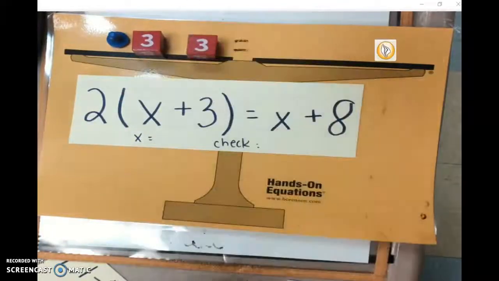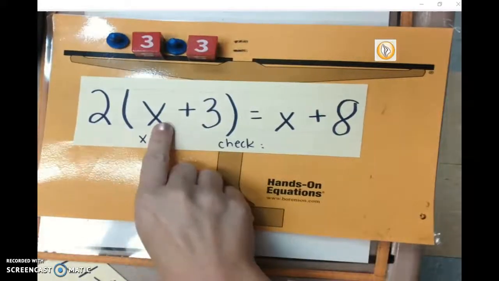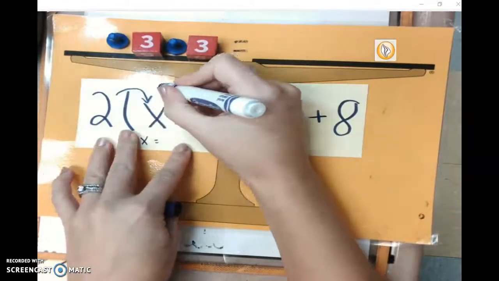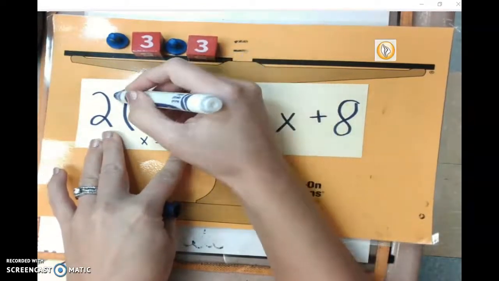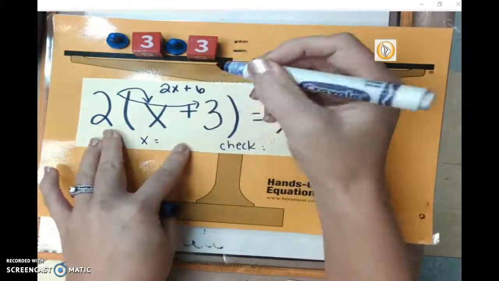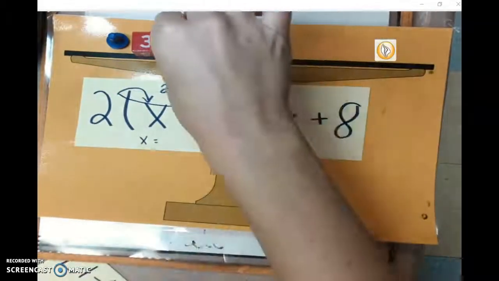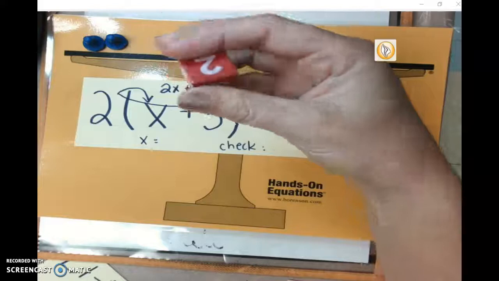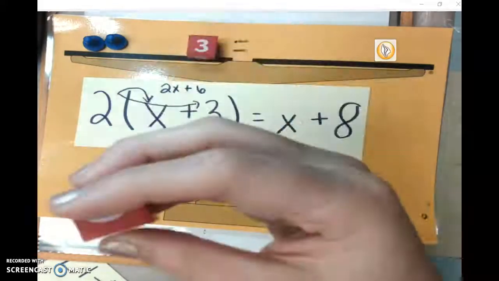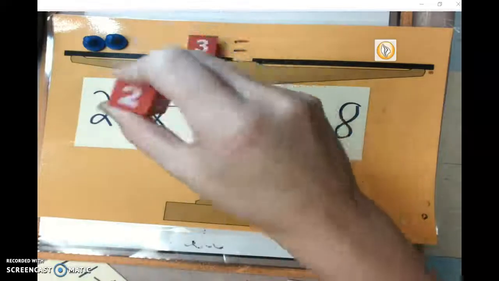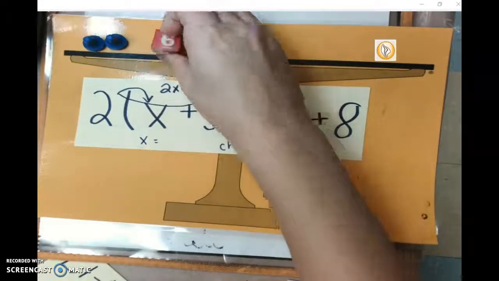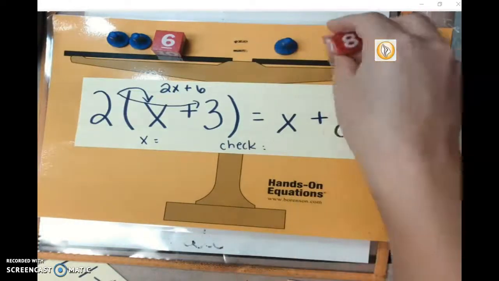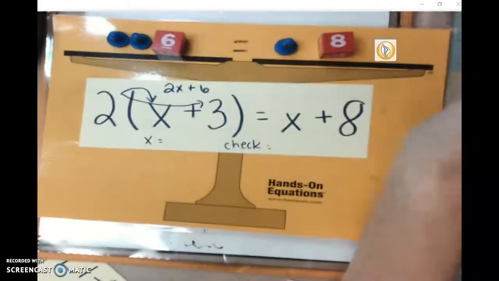Some of you are also thinking, well, we could have 2x plus 6. So if we distribute this, it would be 2x plus 6. And yes, you could also set it up as 2x plus 6 because it is the same as doing 2x plus 3 plus 2x plus 3. Okay, so either way you want to do the same thing. And then on the right-hand side we have x plus 8. And now we're going to simplify by using our legal move.